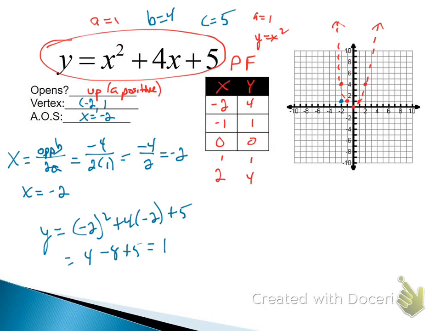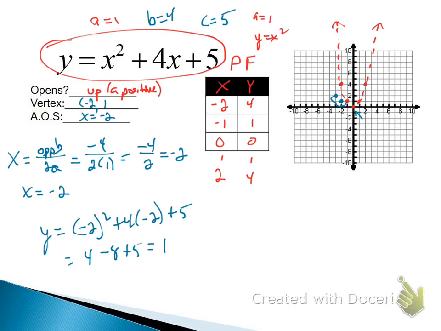Which means that we've shifted the parent function vertex. The parent function vertex, which is right here. We've shifted it left 2 places and up 1 place. That means we want to shift every other point on the parent function graph left 2 places and up 1. So this point's going to end up right here.